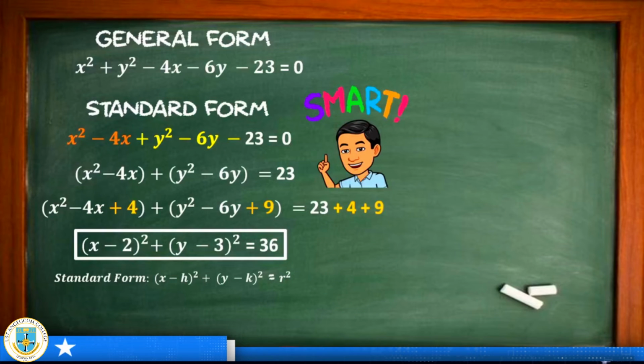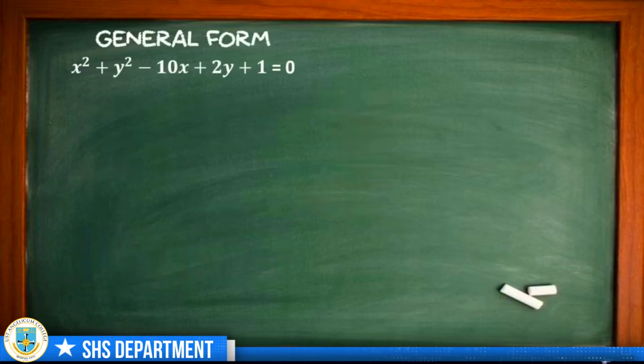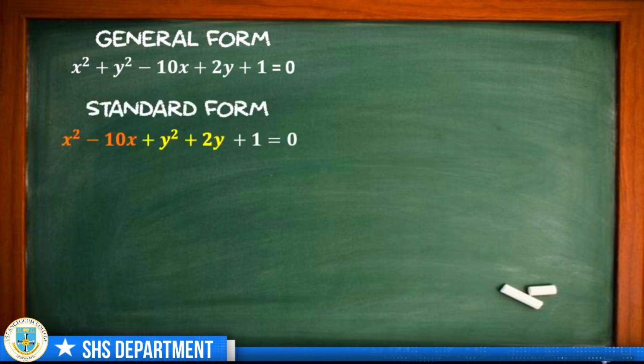Okay, last example, example number 4. Given the general form x squared plus y squared minus 10x plus 2y plus 1 equal to 0. Okay, first step is we need to group together x squared minus 10x, also y squared plus 2y, then the constant plus 1 equal to 0. Next, after grouping them together, we need to isolate the constant to the right side. So that will give us x squared minus 10x plus y squared plus 2y is equal to negative 1.